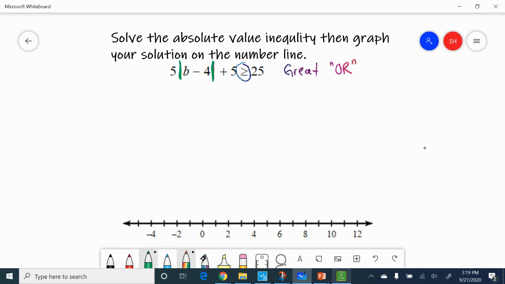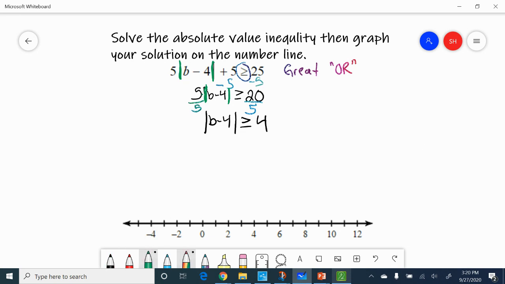And in order to do that, we need to move the 5 after the absolute value first. So we're going to subtract 5 from each side. And we're going to have 5 times the absolute value of b minus 4 is greater than or equal to 20. And then remember, we still have to get rid of the 5 that is in front of the absolute value. And remember, that is being multiplied. So it's 5 times absolute value. We're going to do the opposite and divide by 5. So we're going to have the absolute value of b minus 4 is greater than or equal to 4.